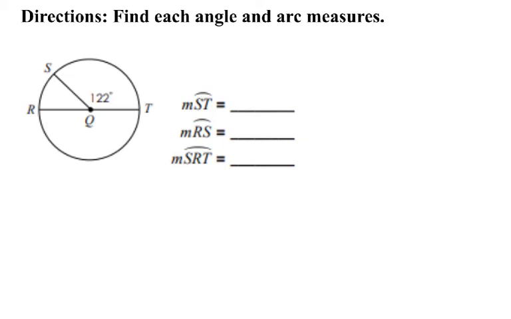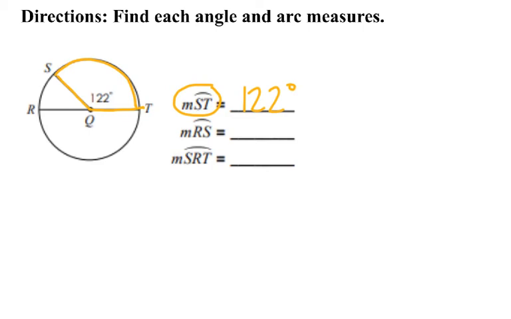Directions. We're going to find each angle and arc measure. So the first thing, I'm looking for the measure of arc ST. Notice there's only 2 letters, so this is going to be a minor arc, less than 180. So the minor arc is going to be equal to the central angle that makes it. So that arc is 122 degrees.